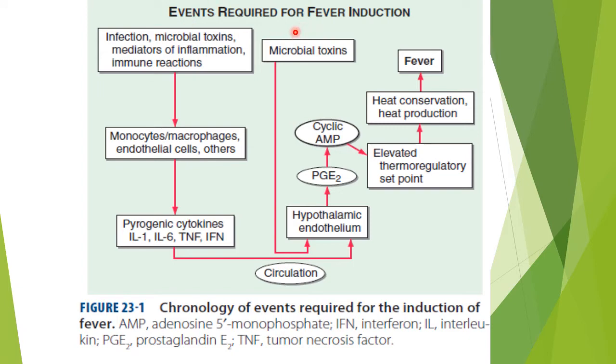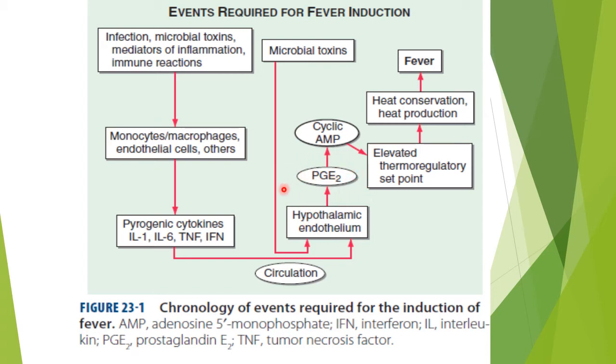So the pathogenesis of fever. There are infection, microbial toxins, mediators of inflammation, and immune reactions. This will cause recruitment of inflammatory mediators like monocytes, macrophages, endothelial cells, and others, and they will trigger the synthesis of pyrogenic cytokines like IL-1, IL-6, TNF, and interferon, and via circulation they will reach the blood bathing area of the hypothalamic endothelium, and microbial toxins will also reach this hypothalamic endothelium and induce prostaglandin E2.